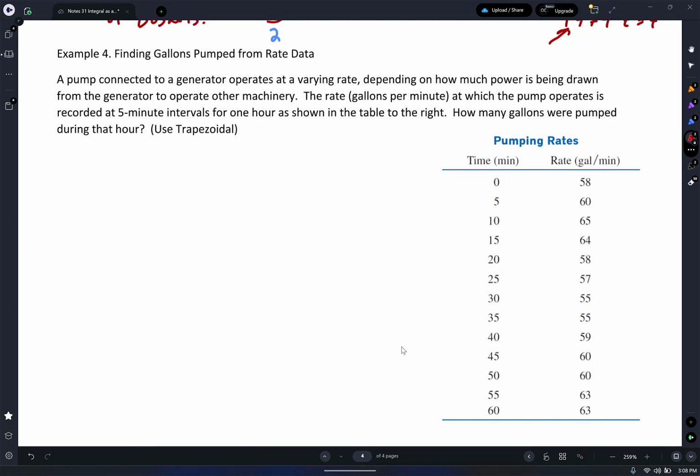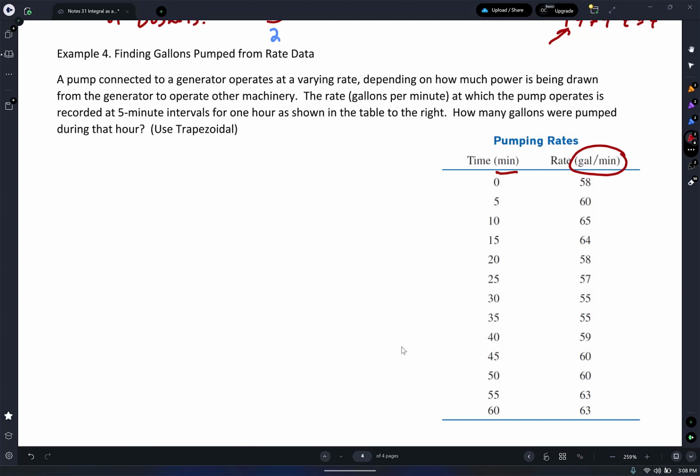The rate, it's a rate, guys, gallons per minute at which the pump operates is recorded at 5-minute intervals for 1 hour, as shown in the table to the right. How many gallons were pumped during that hour? Use dimensional analysis to help you out, just like in chemistry, stoichiometry. Think about what area under the curve means. So if you have gallons per minute and you multiply by minutes, don't you get gallons? Yeah, so there it is.